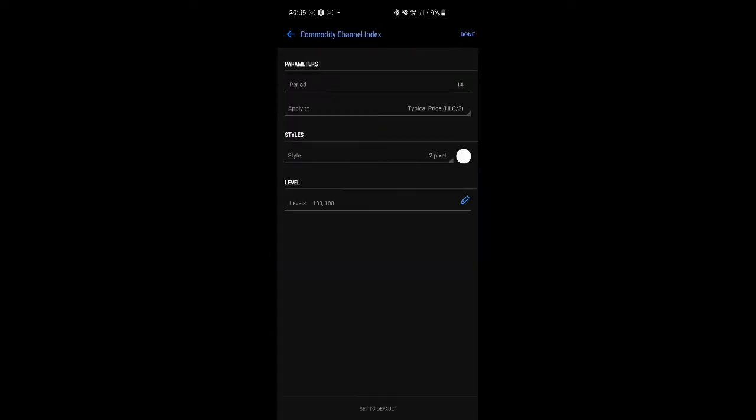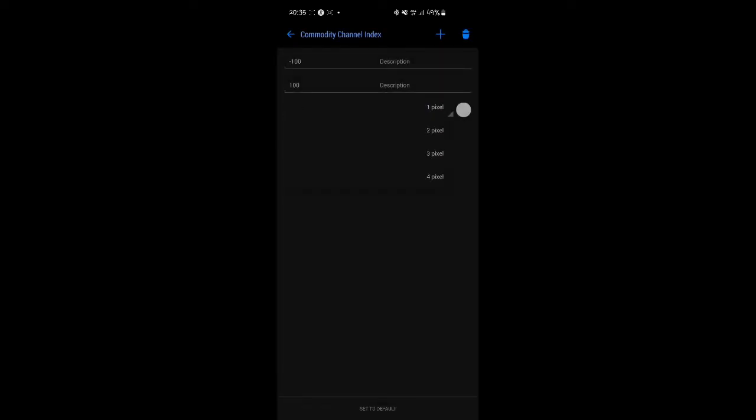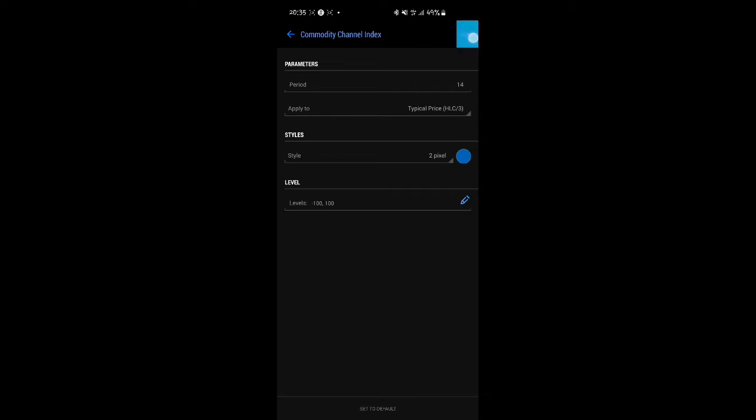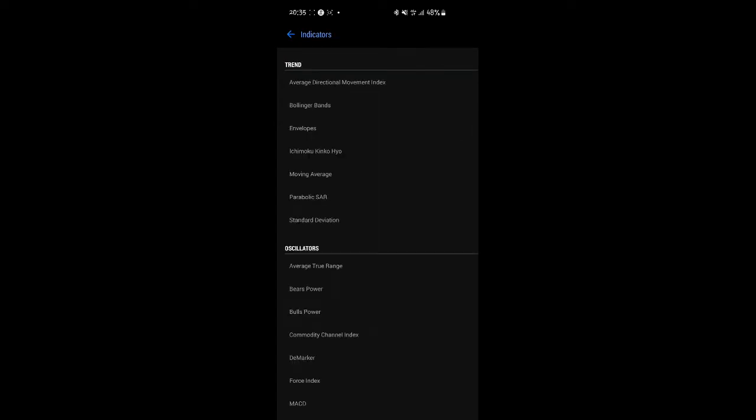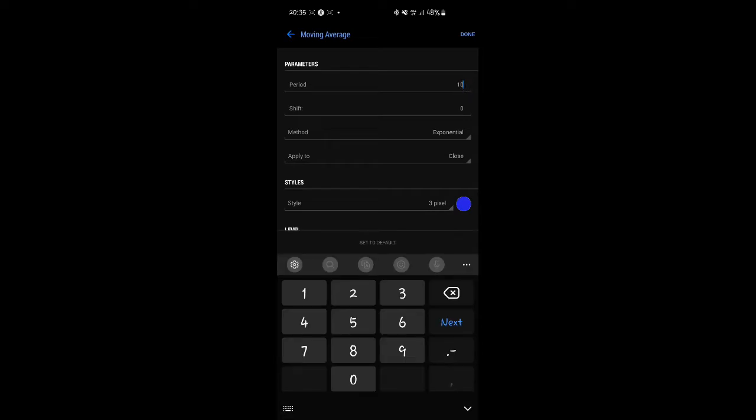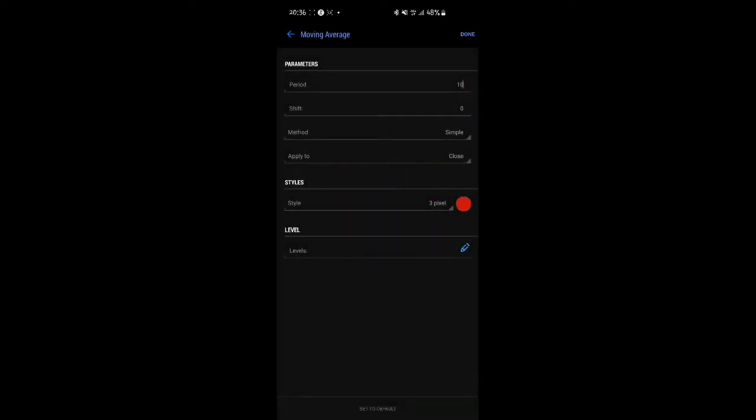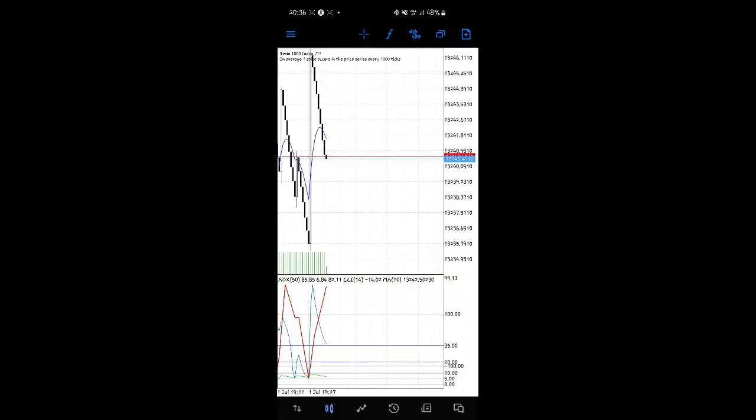Now we're going to the next indicator. Your indicators tab. Let's switch this color to blue so it can become more visible. Then 2 pixel. Click done. Then the next indicator we're going to add is the moving average, still on indicator 1. Period is going to be period 10, shift 0, method simple, apply to close, 3 pixel, and let me make it 4 pixel. The color is red, so you can see it quite well. Now just don't click done.